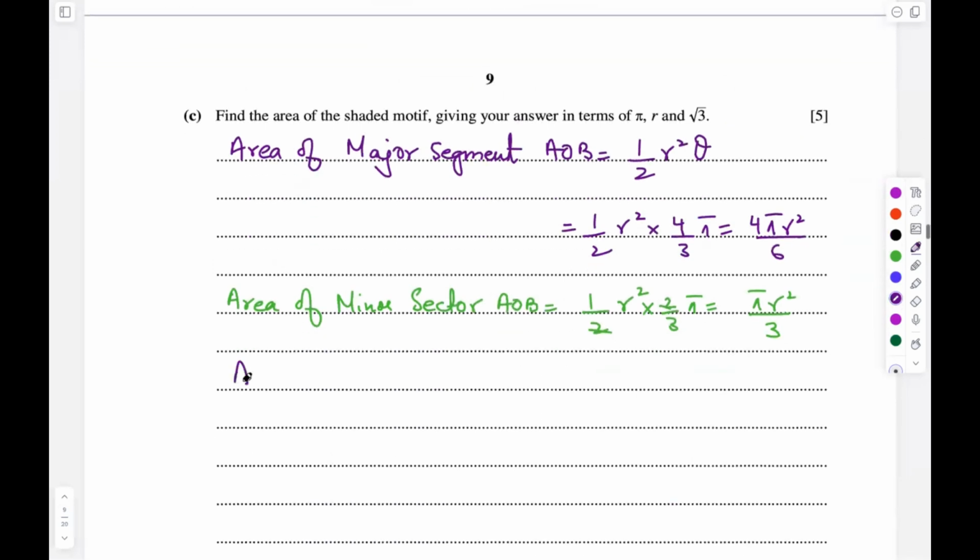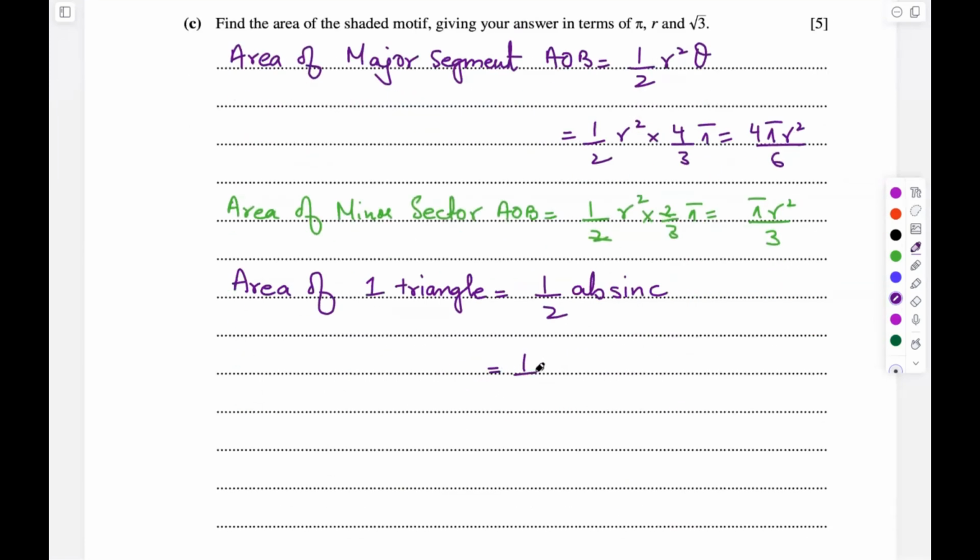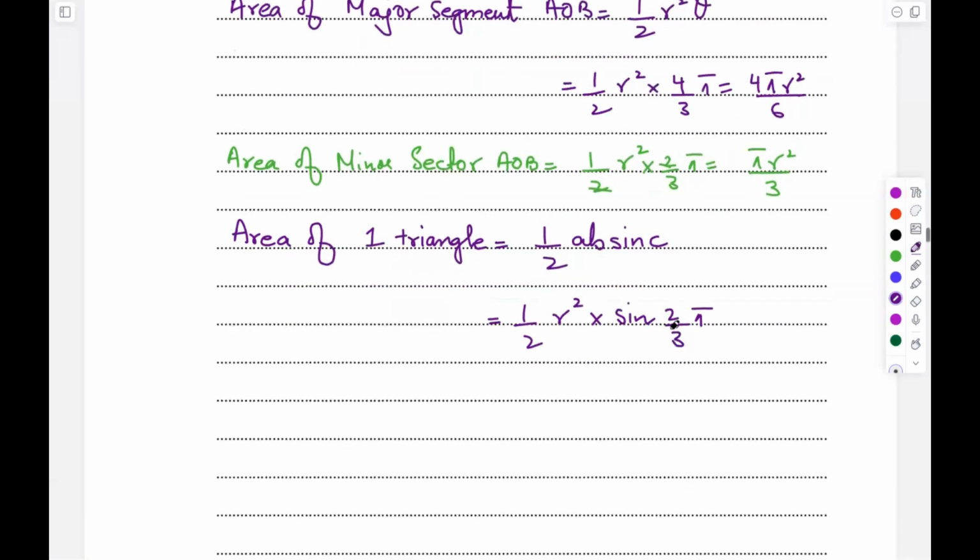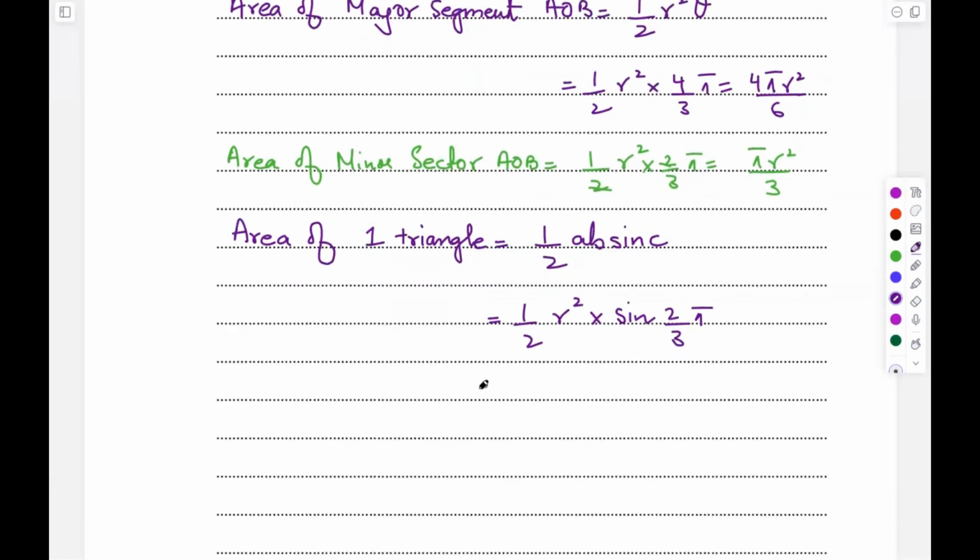So we can write that the area of one triangle is equal to, the formula is half AB sine C. So the two lengths will be R and R, so that will become half R squared, and the angle is 2/3 pi. So this will become sine of 2/3 pi. Sine of 2/3 pi, when we substitute this in the calculator, equals root 3 upon 2. So this will become R squared into root 3 upon 2, and this is R squared upon 2. So this will become root 3 R squared upon 4.